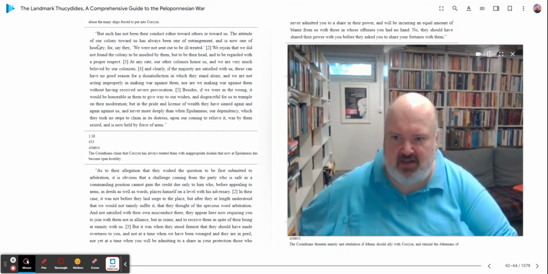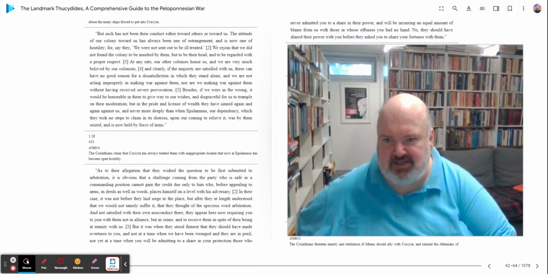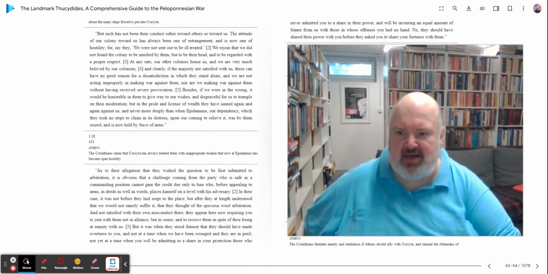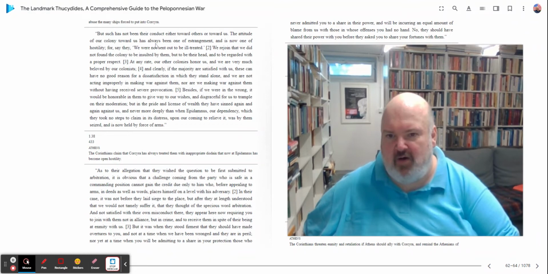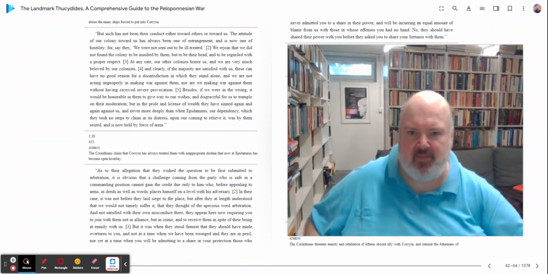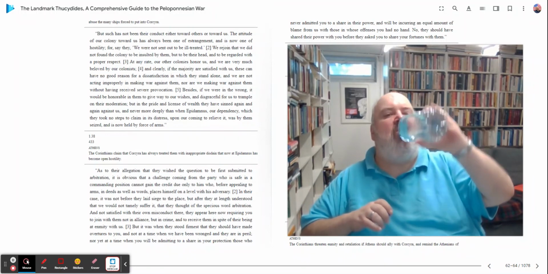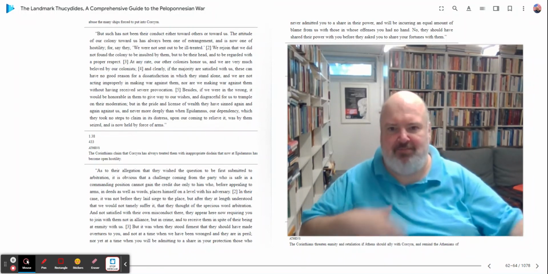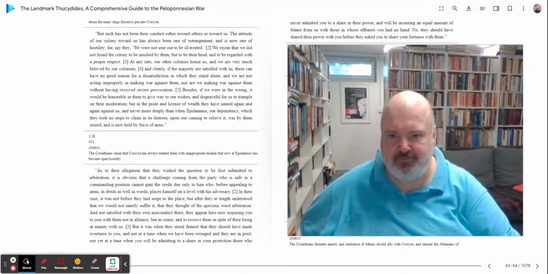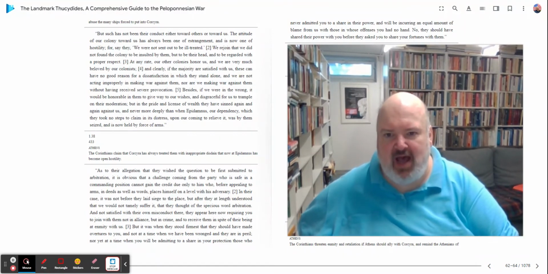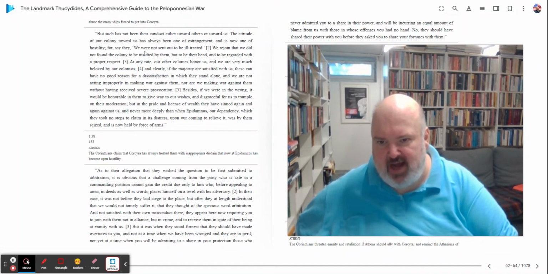Okay, next, 37. But such has not been their conduct either towards others or towards us. The attitude of the colony towards us has always been one of estrangement, and is now one of hostility. For they say, we were not sent out to be ill-treated.